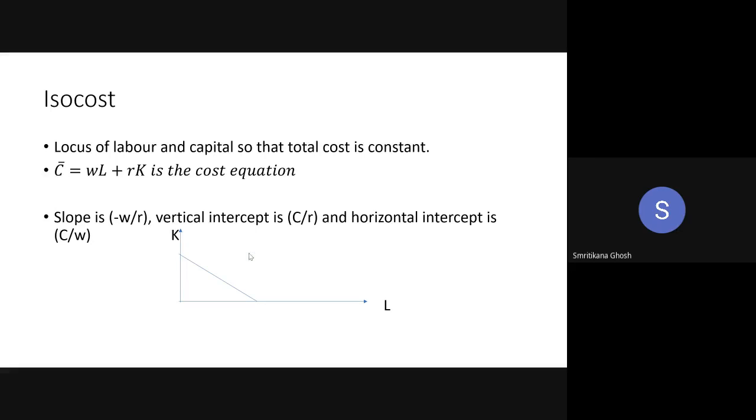So you have your vertical intercept, you have your horizontal intercept, and you have the slope. So now just draw. The line is a downward sloping straight line. So the isocost line is a downward sloping straight line, very similar to your budget line. It looks very similar. So this is your isocost line.